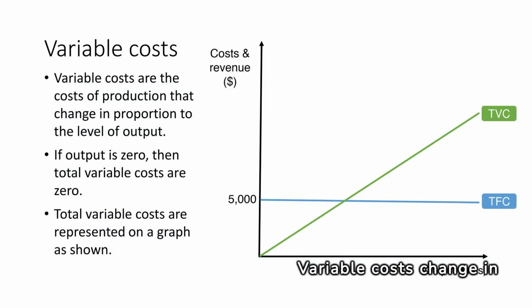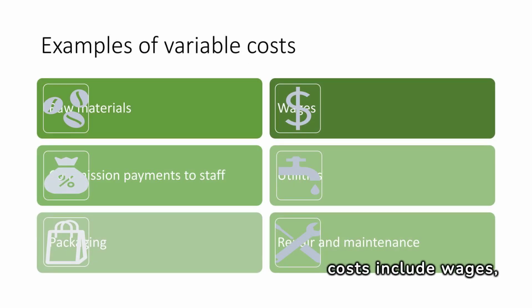Variable costs change in relation to the level of output. They are zero when there's no output. Examples of variable costs include wages, raw materials, utilities, and commission payments to staff.